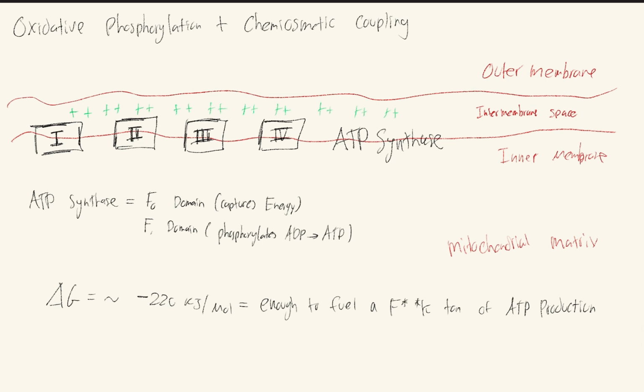Oxidative phosphorylation and chemiosmotic coupling are very important to understand. I've simplified the electron transport chain here to show that we've pumped protons into the intermembrane space. This is the outer membrane, this is the inner membrane, and this is the mitochondrial matrix.